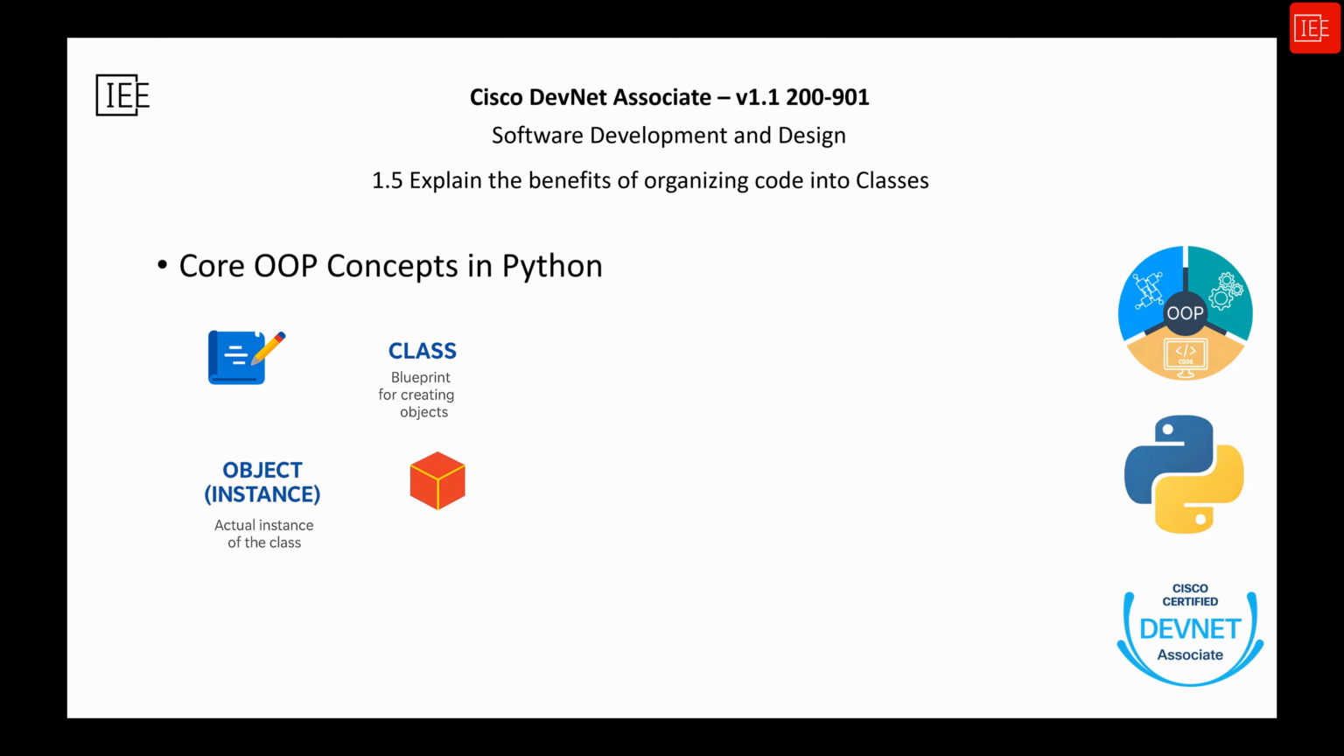From that blueprint, we create an object or an instance. An object is the actual living version of the class in your program. So while the class defines the structure, the object contains the real data and can use the methods defined in the class.